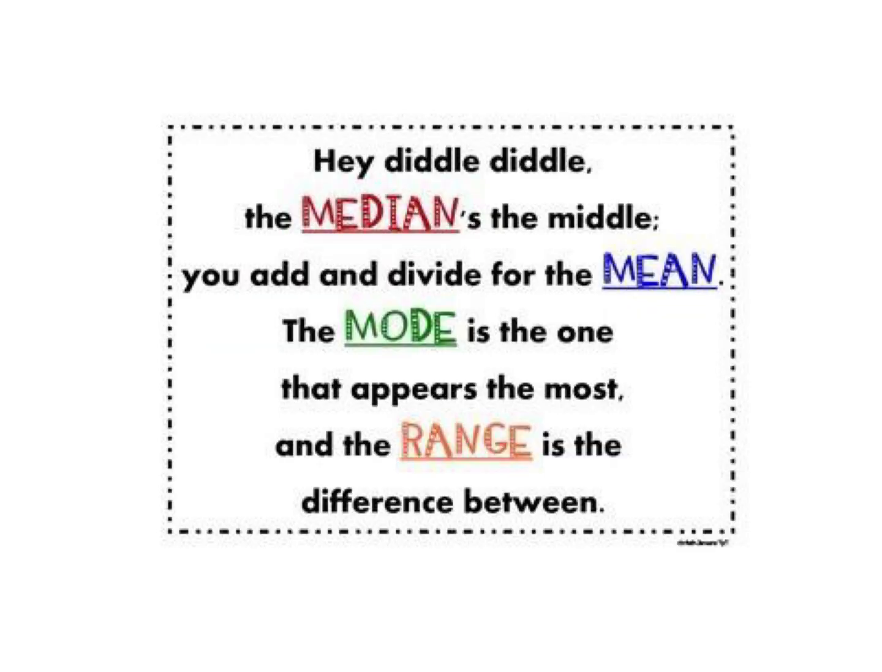All right, sorry I can't sing. I'm going to do it for you anyways. Hey diddle diddle, the median's the middle. You add and divide for the mean. The mode is the one that appears the most, and the range is the difference between.